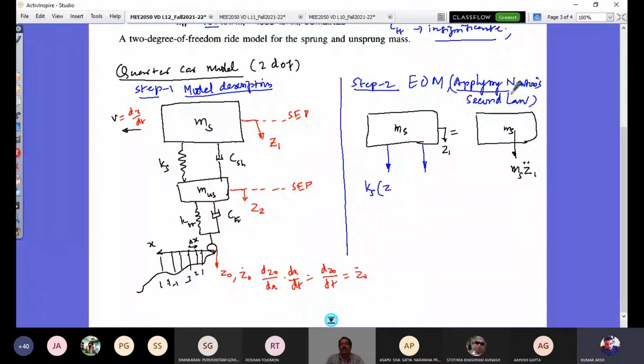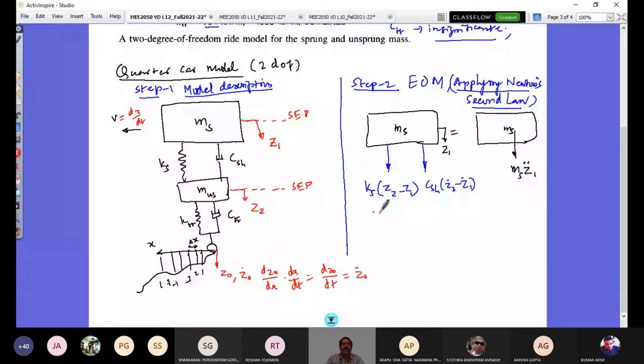Yes, sir. Minus, and here this is CSH into velocity, Z2 dot minus Z1 dot. So here you see Z2 minus Z1 because this mass also is undergoing motion down. So there is a relative motion. So this displacement minus this displacement is what is an effect force on this. Because when I write for unsprung mass, I would write its motion with respect to this. That is why I am taking this difference into Ks, which is the spring force, and this is the damping force. So these are only acting on this mass.